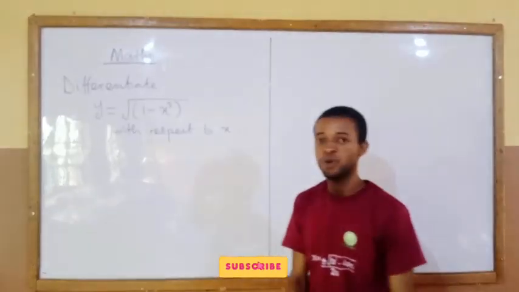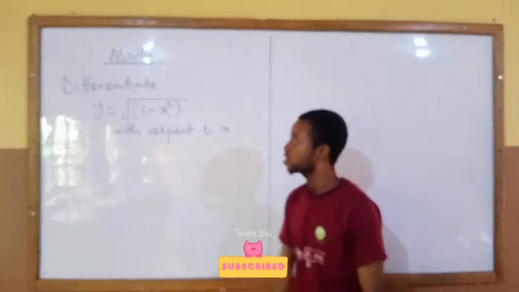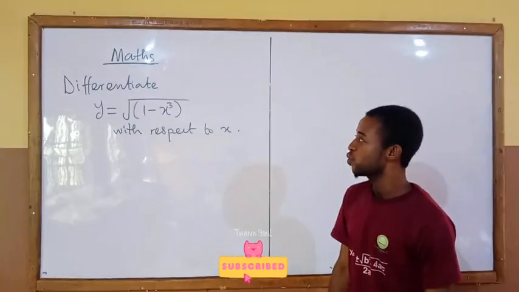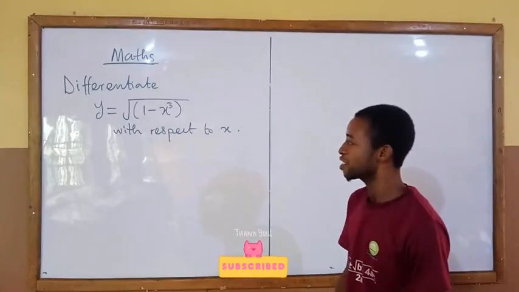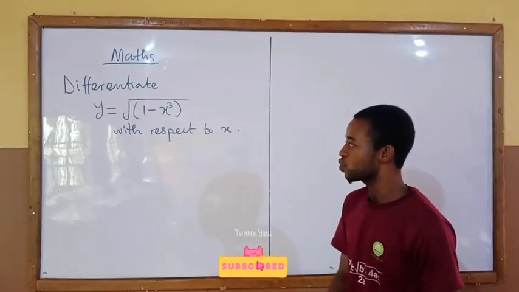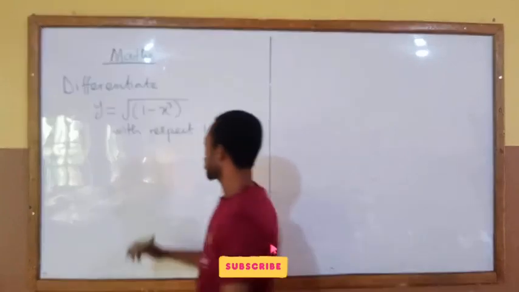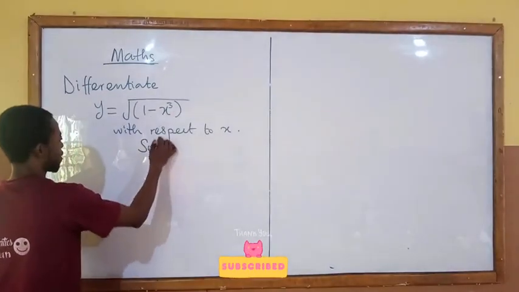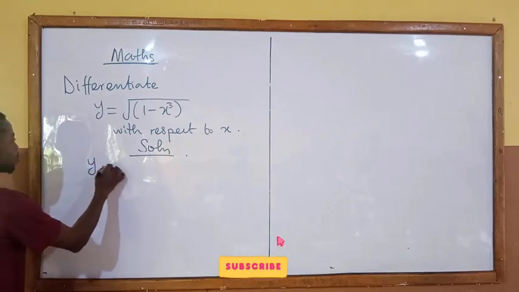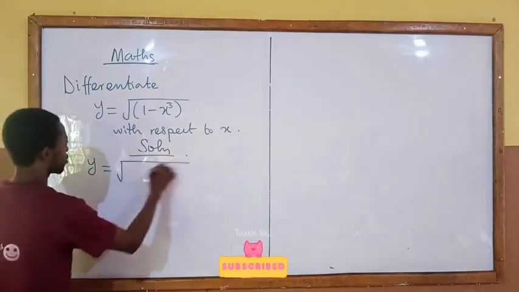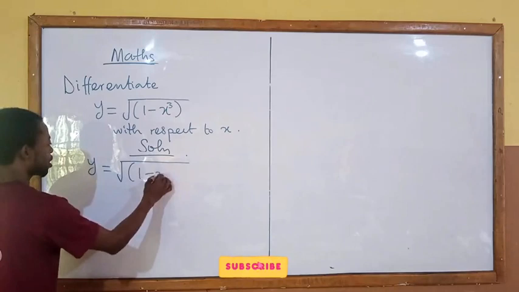In this class, we want to look at the solution to this question on differentiation. We are to differentiate y equals root of 1 minus x cubed with respect to x. Here we have the solution. Given y equals root of 1 minus x cubed.